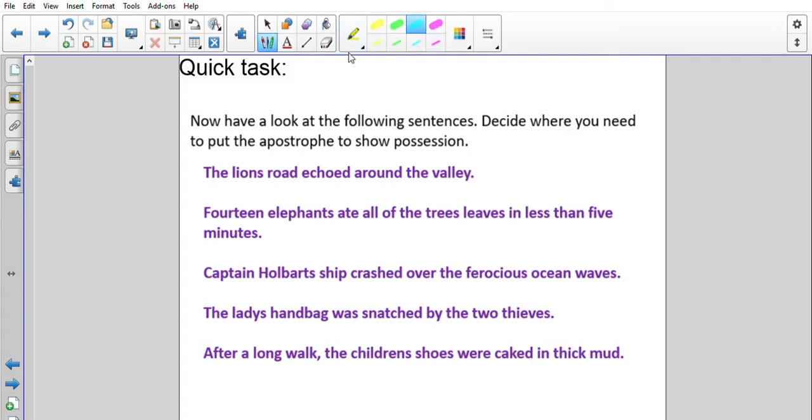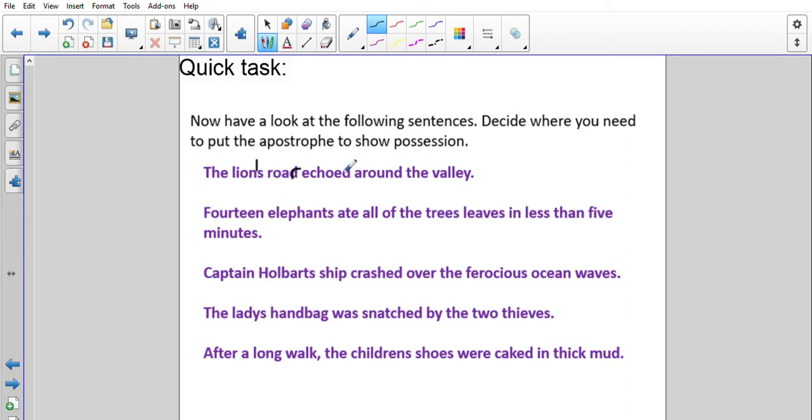Okay, well done if you said the apostrophe goes here. Oh, now I've just noticed a mistake. That says the lion's road. That should be the lion's roar. Okay, that roar belongs to the lion. 14 elephants ate all of the tree's leaves in less than 5 minutes.